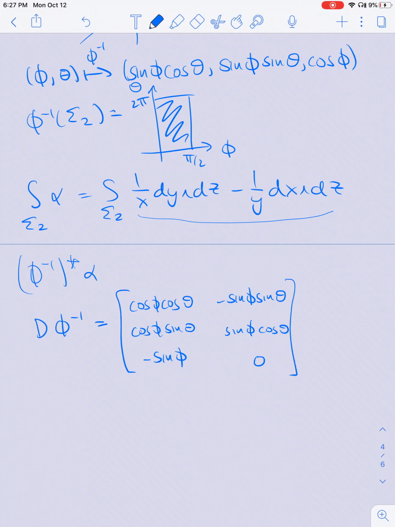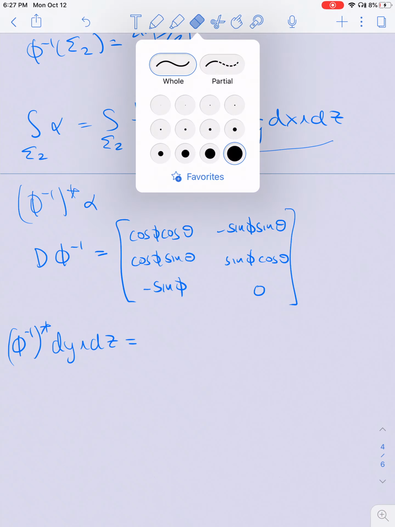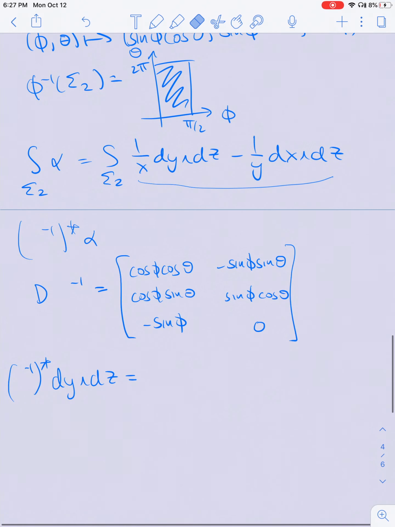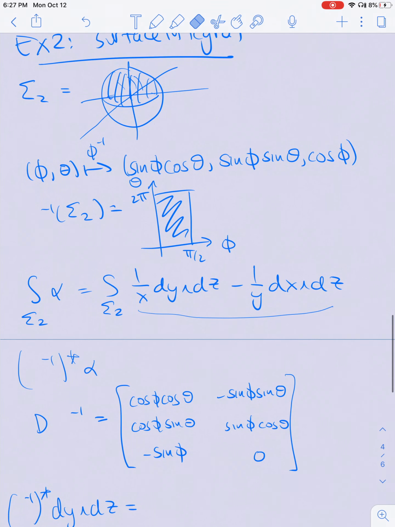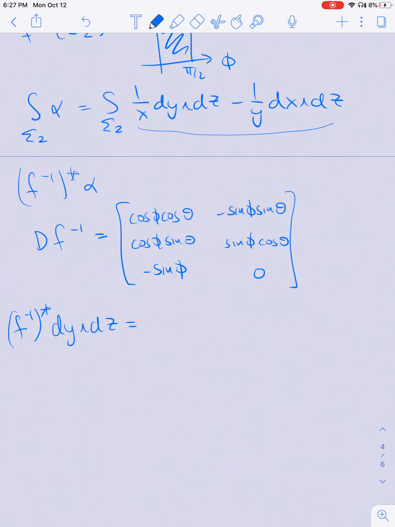Okay, so now we can compute what, for example, dy wedge dz and dx wedge dz are in many different ways. There's several different ways. Sorry, we're not computing dy wedge dz, we're computing its pullback. The inverse pullback. Oh, right, and one more thing. I shouldn't really be talking about phi because phi is a terrible choice for parameterization because it's also a coordinate. So let's call this something else. Let's call it f. Okay.